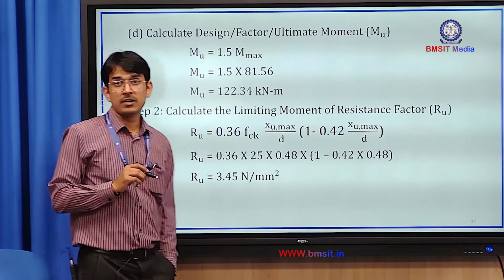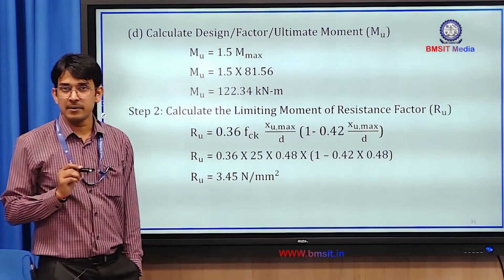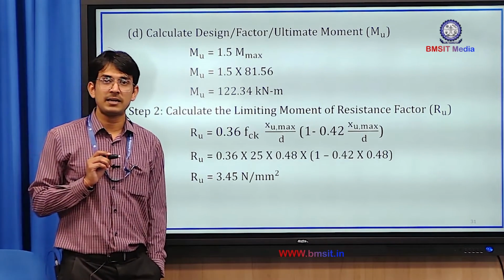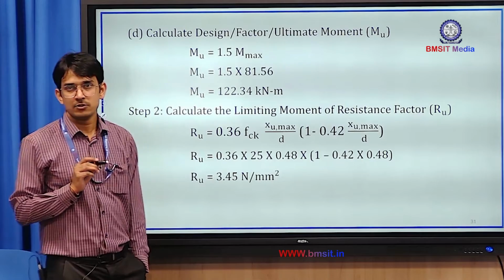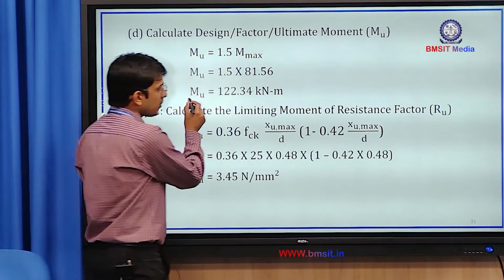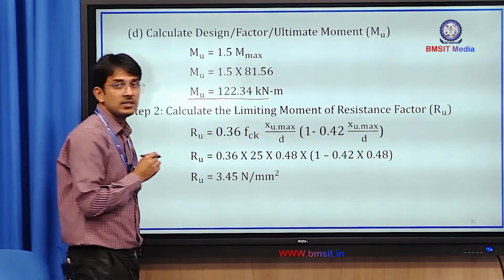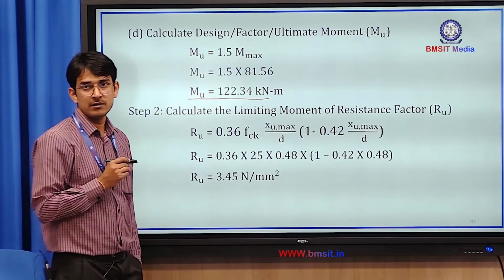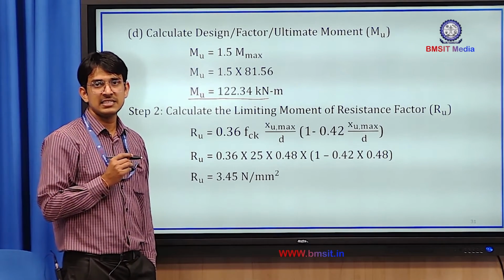After that, we have to convert this maximum bending moment into the ultimate bending moment. For that we have to multiply Mx by 1.5. So we can easily get the ultimate bending moment, which is 122.34 kilonewton meter. So this is the ultimate moment. This is step number 1.